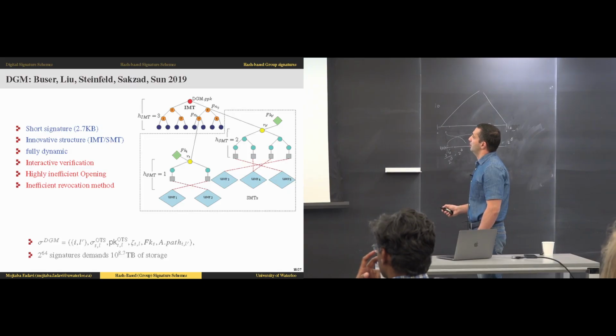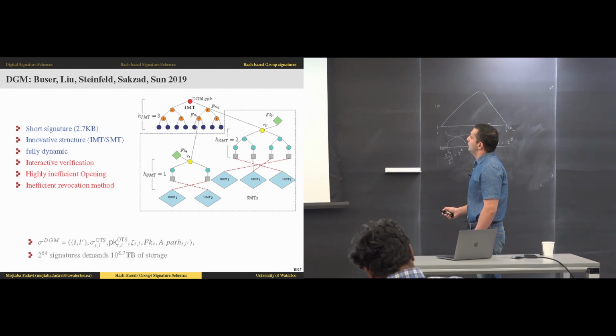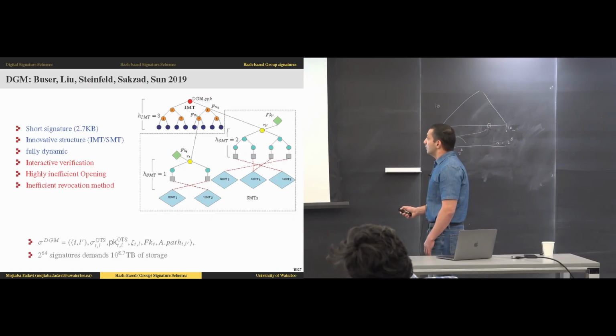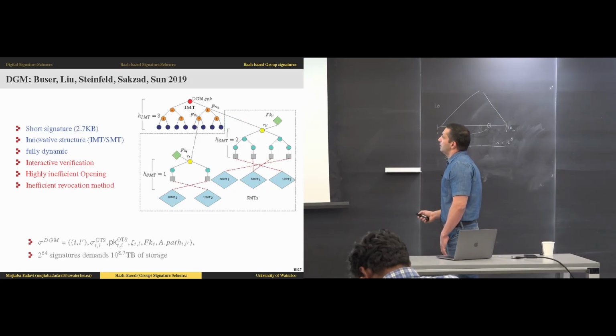Fallback key, in fact, is the encrypted value of fallback node F and I using the key of RT. So to verify a signature, okay, this scheme has short signature. It has an innovative structure. It is fully dynamic. Users can be added to the group and removed from the group. And the signature size is like that.